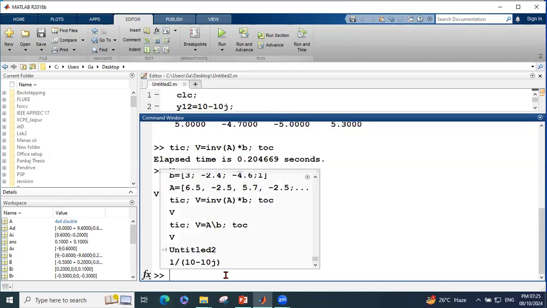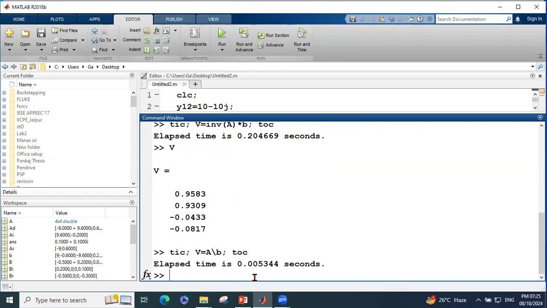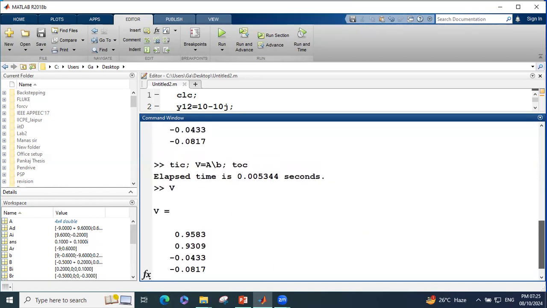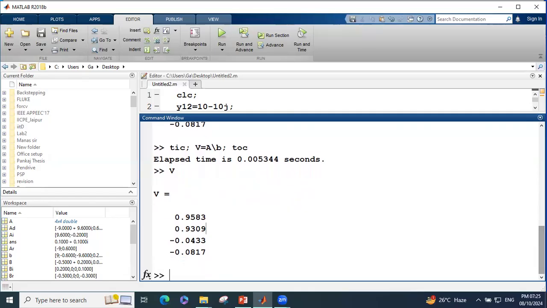Now let us do it another way. Instead of calculating the inverse, let us do it by LU decomposition and back substitution. And the time taken is, you can see, 0.005344 second. And the answer that we got, you can compare this with the previous answer. It is one and the same. The first two entries indicate the real parts of V2 and V3, and the last two indicate the imaginary parts. You can see the voltages are approximately 0.95 and 0.93. So there is a voltage drop. It is not 1 per unit. That is obvious.